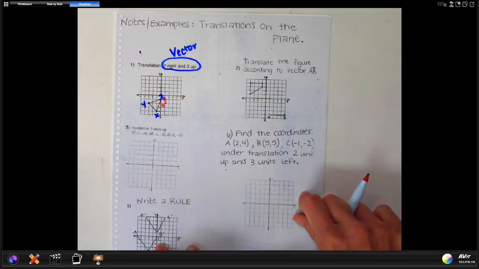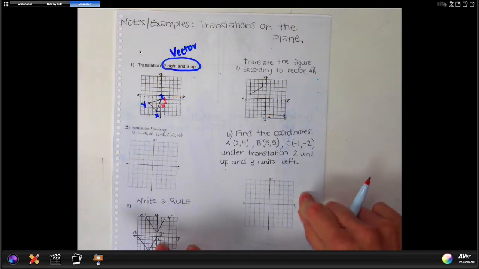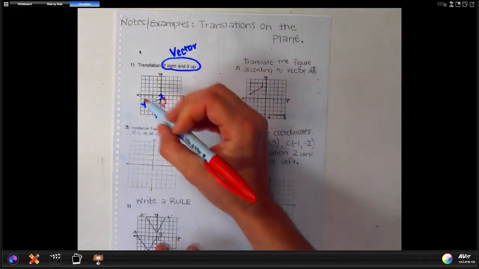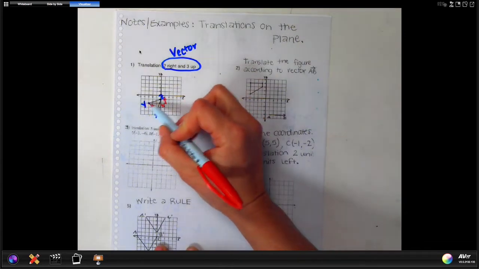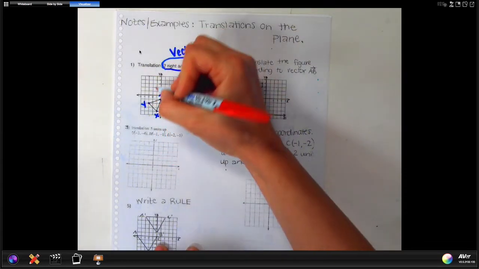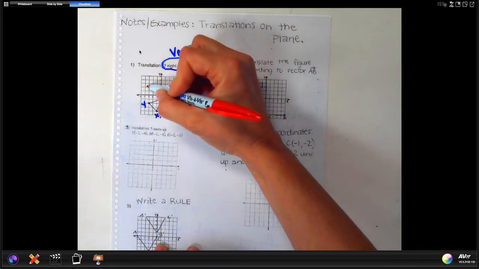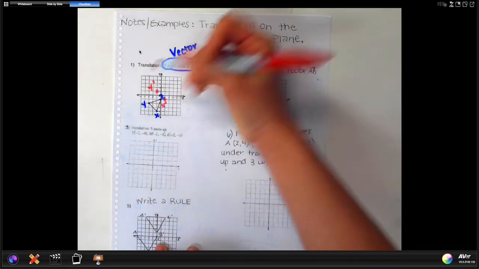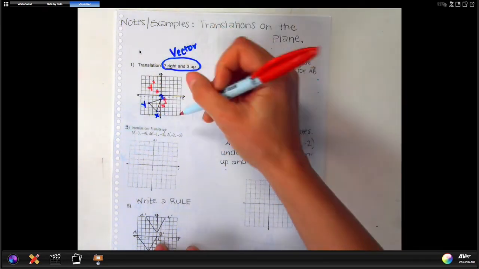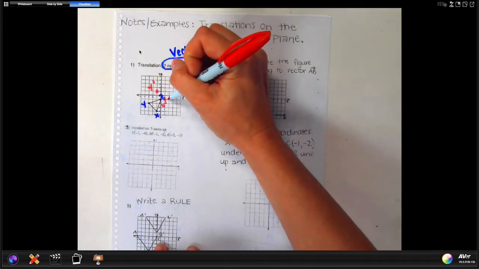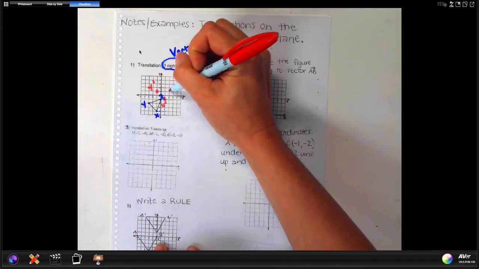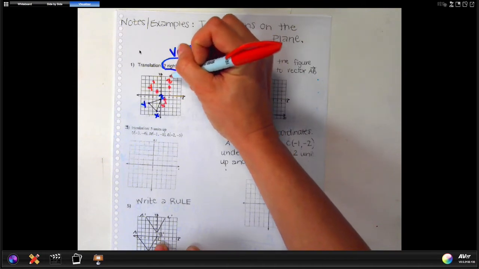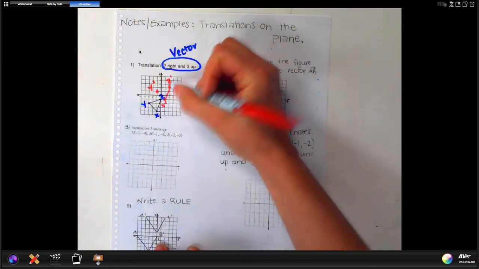Do you think you move Y in a different way? Or the same? Same. Okay, Y is going to move 2 to the right, 1, 2, and 3 up. And what do you label it? Y prime. And same with Z. 2 to the right, and 1, 2, 3 up. And there's Z prime. And then you reconnect them.